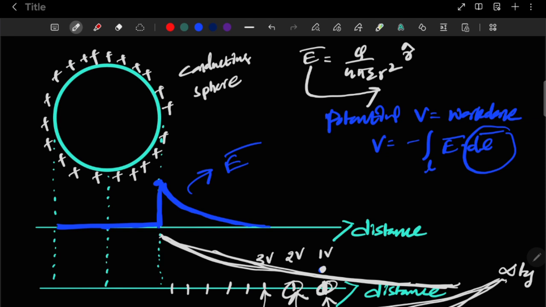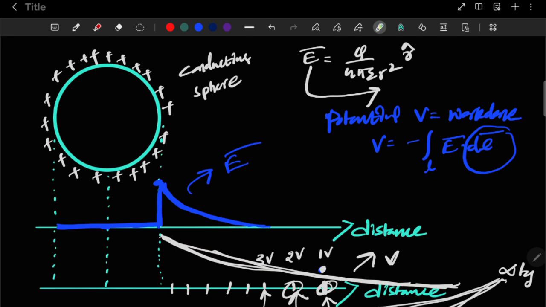One thing you have to observe. This is the potential curve V. Electric field became 0 with respect to distance, and potential also became 0 with respect to distance. But what is the change here? The electric field became 0 at smaller values of the distance only, but potential became 0 at larger values of the distance.